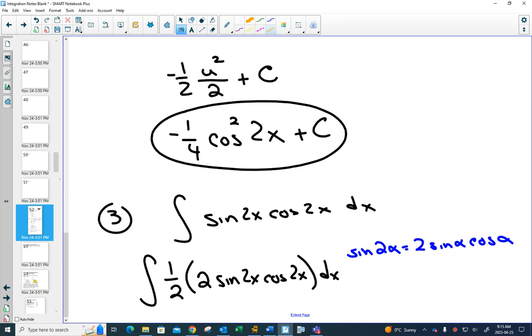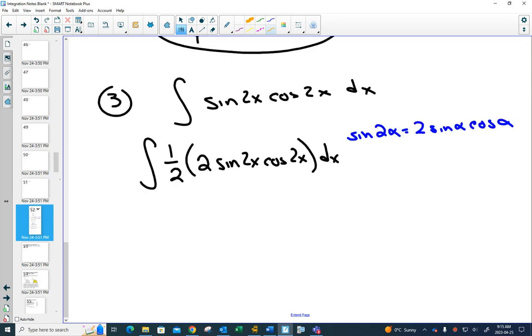But when I do it this way, I would be able to replace the 2 sine 2x cos 2x using the formula. My alpha would be 2x. This will end up being sine 4x inside. And now I don't even need substitution because this is an ax plus b style of integral.